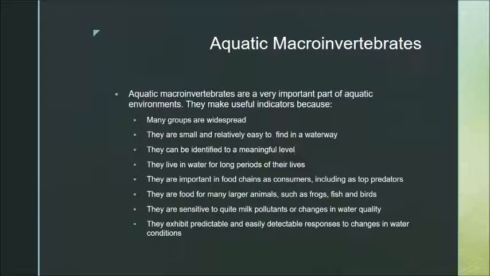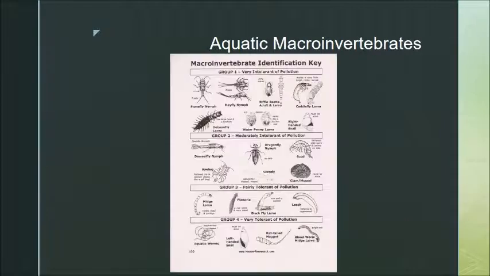...to lots of pollutants or changes in water quality. Okay, sorry, I skimmed over that when I was editing and didn't get the milk. But they're sensitive to all pollutants and changes in water quality, and they're very predictable. And so we can say, okay, if this pollution increases, we're going to see a drop in this species, and that happens. So they're a very reliable indicator of water conditions.